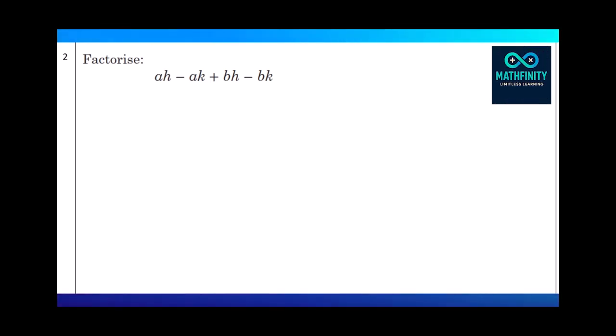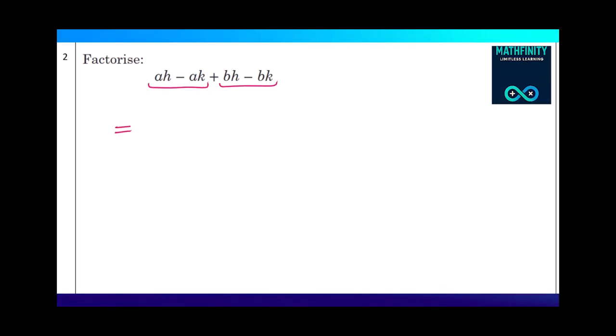Question number two, they give us four terms. So again, we will make pairs. This is the first pair, and this is the second pair. And from each pair, now we can take something common. Like from the first pair, what is common? A. So what do we have to write inside the bracket? H minus A.